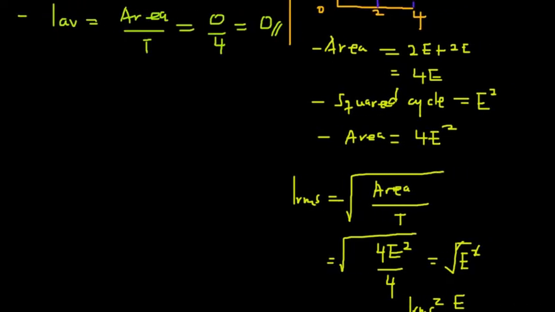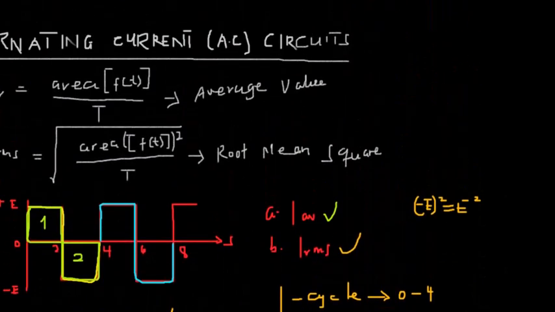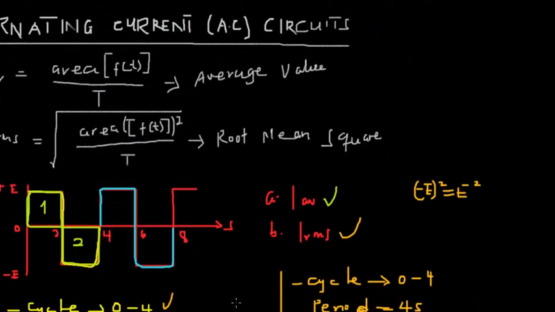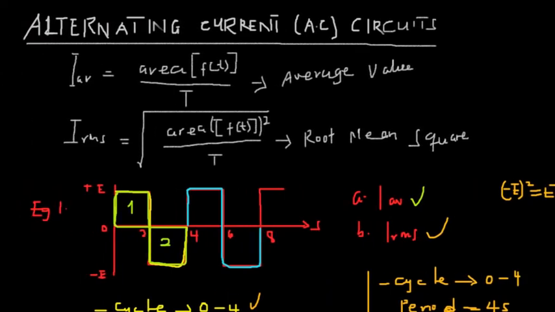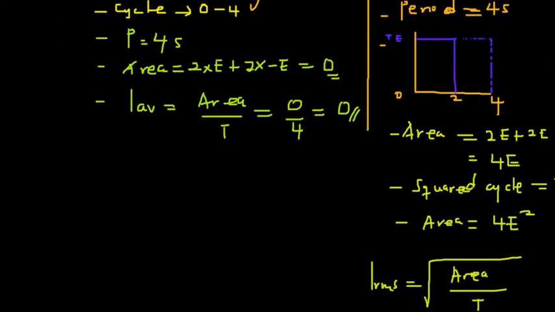As I already stated earlier, alternating current questions are always formula work. Once you understand the formula and you understand the concept, you can just implement it to find your final answer.